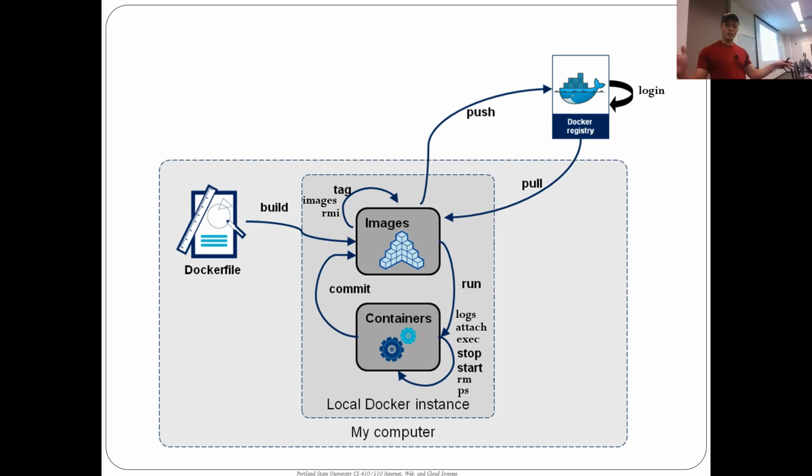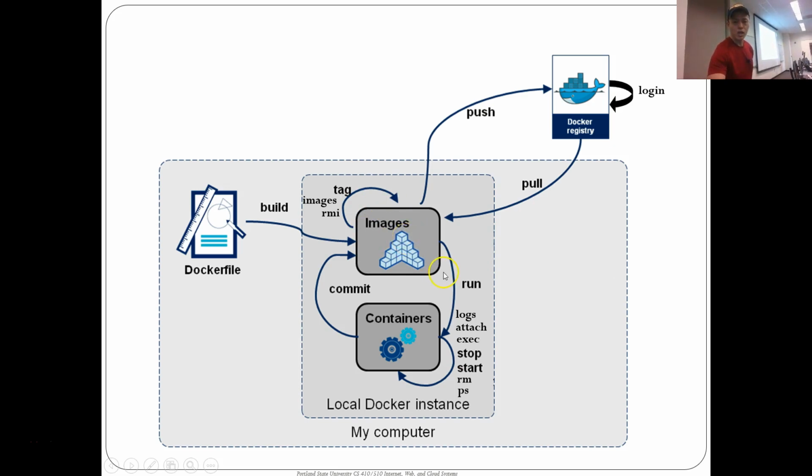This is a picture of all the commands that I've just covered. So you have this registry up here. The Docker login will log you into this registry, and then pushes and pulls will take container images and bring them in locally. And so you have a local container store in your images. You do Docker images, Docker RMI, Docker tag, and this is based on the images.